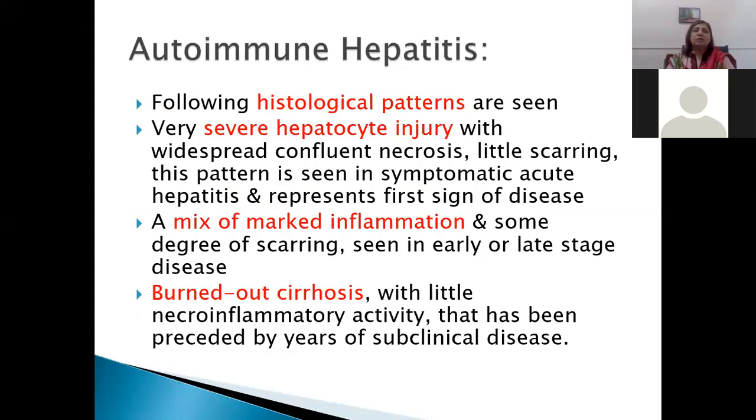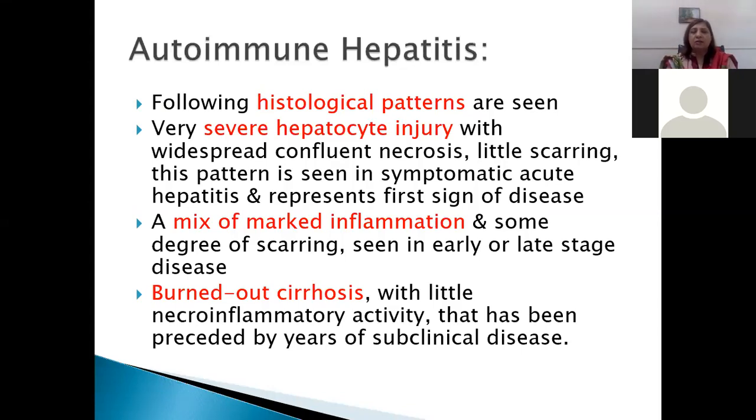The additional histological features are severe hepatocyte injury with widespread confluent necrosis. Confluent necrosis means large areas of necrosis can be seen together with little scarring, and this pattern is seen in symptomatic acute hepatitis, which represents the first sign of disease. Or there can be a mixture of marked inflammation and some degree of scarring, which is seen in early or late stages of disease.